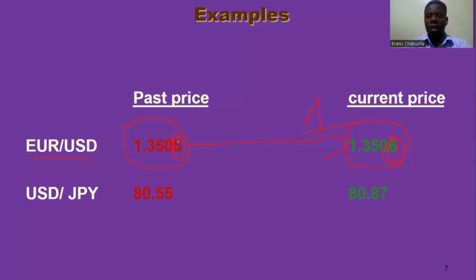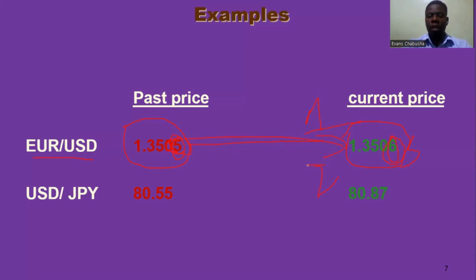If here, instead of being 6, it became 3, you would say that the Euro against the USD has lost 2 pips, because the last digit there was 5 and now it has become 3. So 2 pips have been lost.